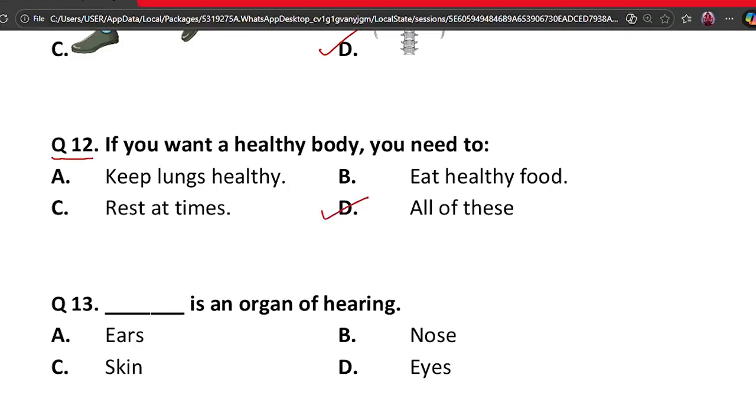All of these. A healthy body needs a combination of good food, proper rest, and healthy organs. Only one habit is not enough to stay fit. Therefore, following all these habits together keeps the body healthy, making option D the correct option.